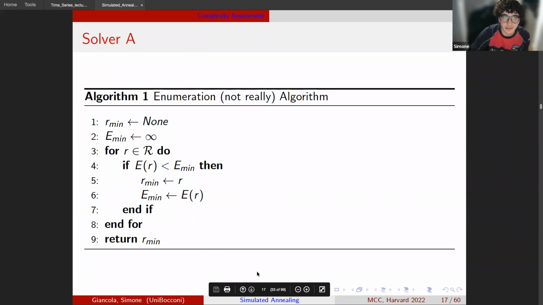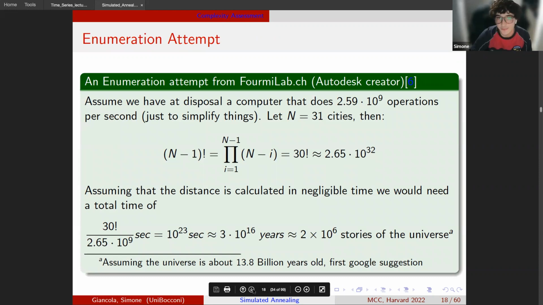Let's see how complex this is. Let's say we wish to find the minimum one by enumerating all possible configurations. So for each configuration, we just see what's the distance and find the lowest one. If we have 30 cities, this will mean that we need to find all the possible orders of cities. These possible orders, 30 factorial, are 2.65 times 10^32, assuming we can make more than 1 billion operations per second, where these operations are looking at the distance, so calculating the distance for a single route.